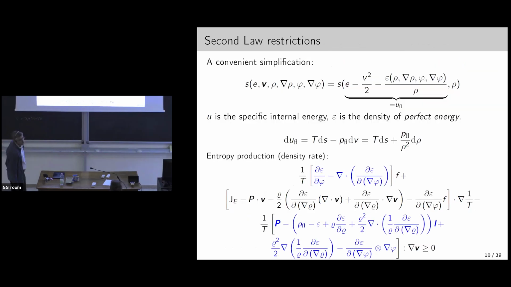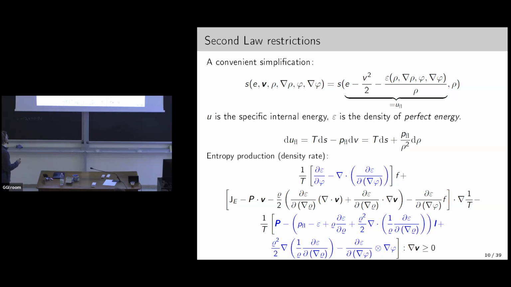And then, if you believe me that it works, I introduce a convenient simplification. I separate all that kind of extraordinary things into an energy density, which I call perfect energy. We will see why, it will be convenient. Then this is a kind of internal energy or fluid internal energy. Then our formulas will be simpler, and this is the entropy production density rate that we got.